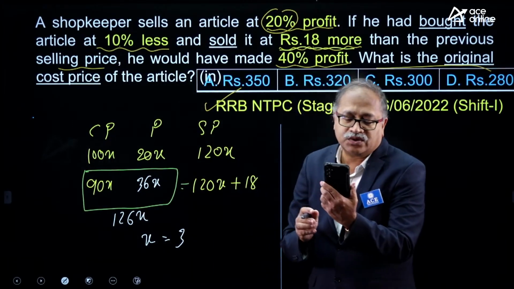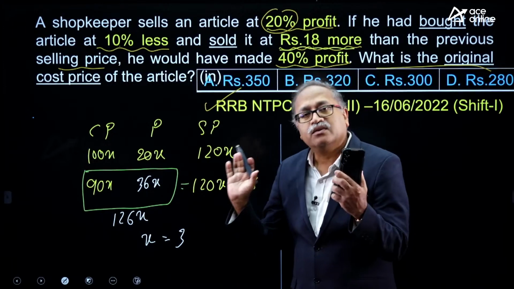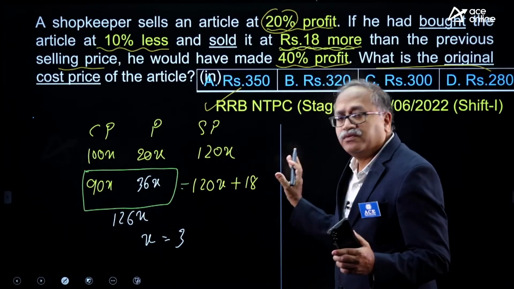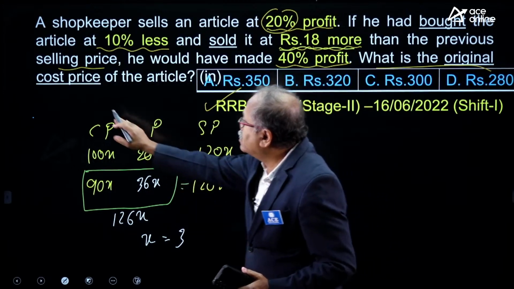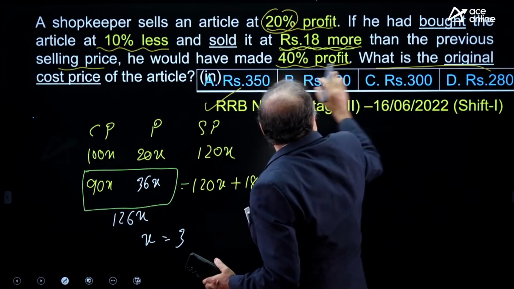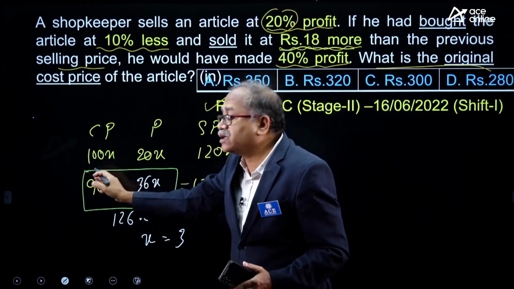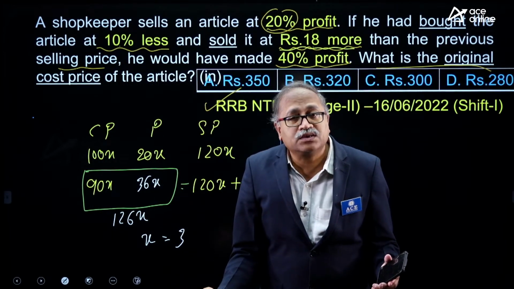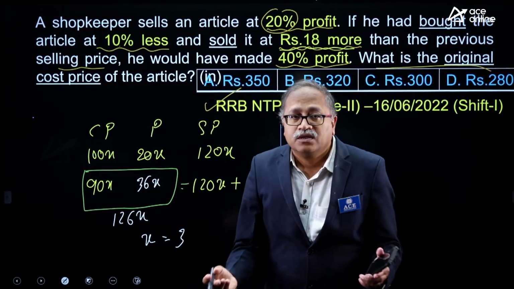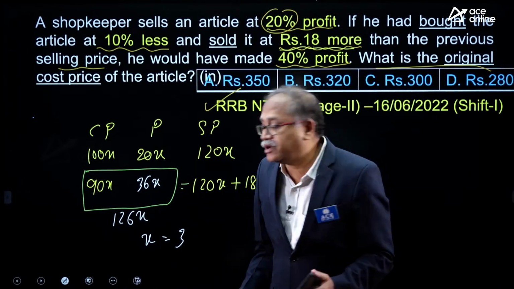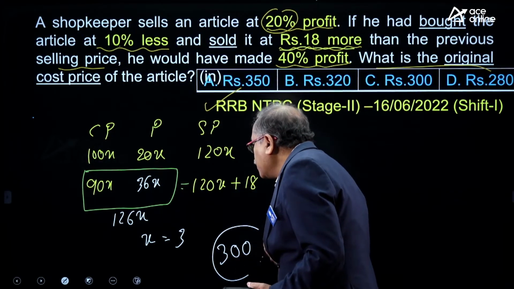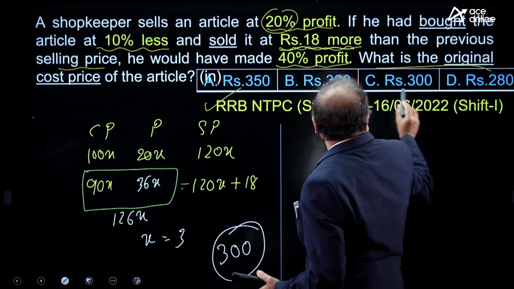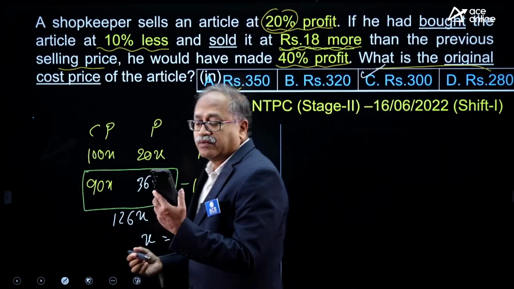Okay, anyone answer the question? Okay, watch it. It's not a very difficult question. Once I get x is equal to 3, what is the original cost price? Original cost price is 100x, where x is equal to 3, then 100x is equal to 300. So my answer has to be 300. That's your answer, my dear friend, and the option choice is C.